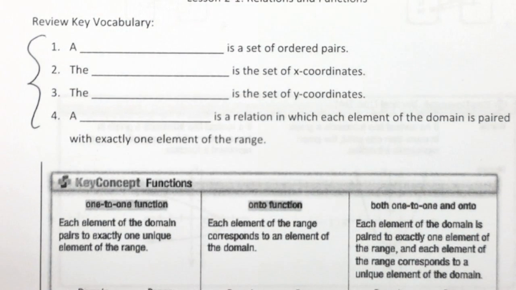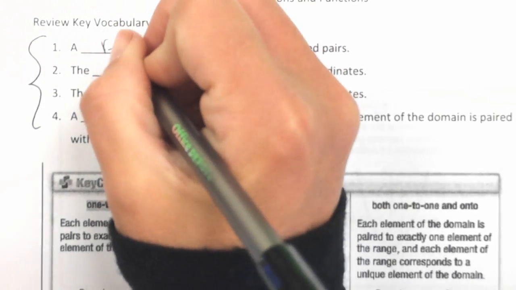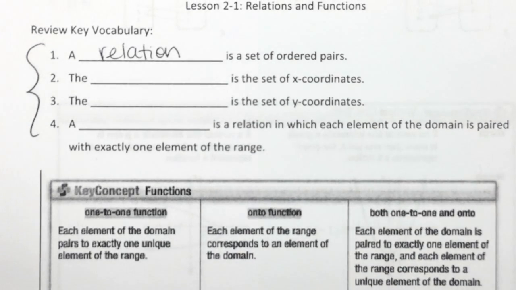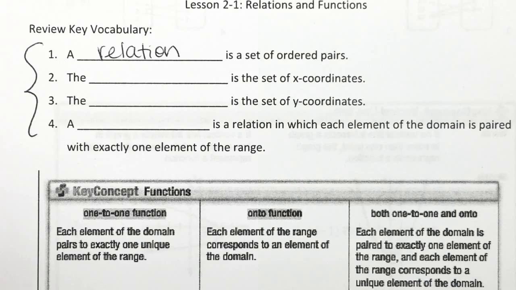Alright. A relation is a set of ordered pairs. And again, these may or may not be on your quiz on Friday. So a relation is a set of ordered pairs.